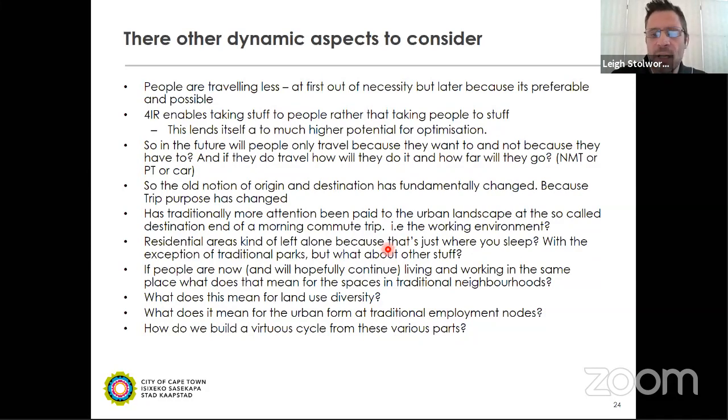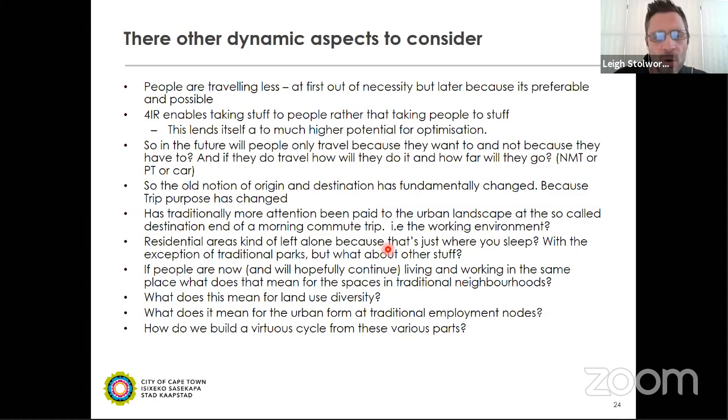So we've seen an acceleration in online shopping and the emergence of the fourth industrial revolution capabilities, which enables the taking of stuff to people rather than the taking of people to stuff. The benefit of that from a travel demand management perspective is that it's easier to optimize the movements of stuff than it is to optimize the movements of people, because the donuts don't mind that you drop the cake off first and that you've picked up the laptop along the way.